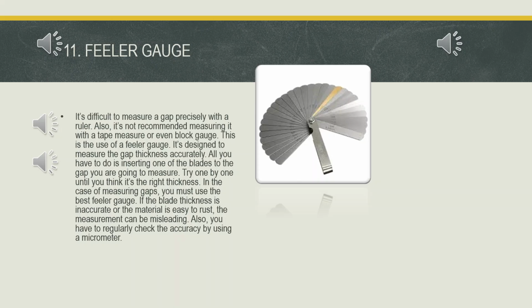In the case of measuring gaps, you must use the best feeler gauge. If the blade thickness is inaccurate or the material is easy to rust, the measurement can be misleading. Also, you have to regularly check the accuracy by using a micrometer. It consists of blades with different thicknesses that are marked with their size on every piece. It is mostly used in engineering to measure the amount of space between two parts.